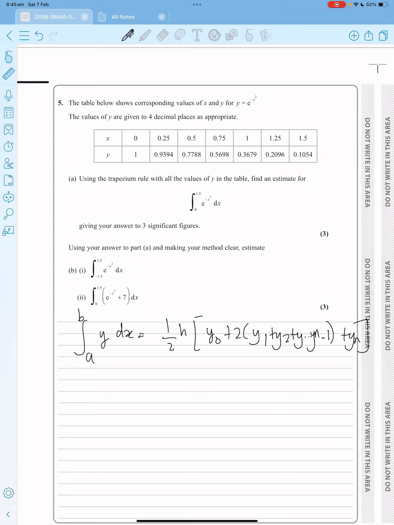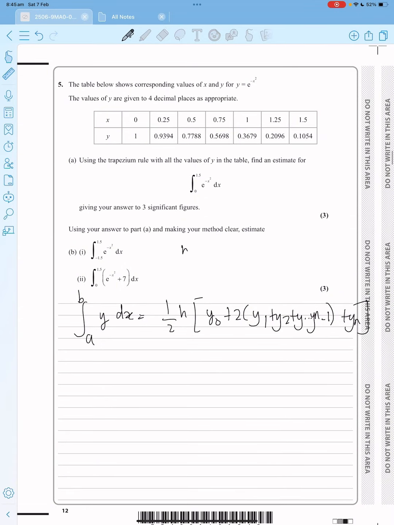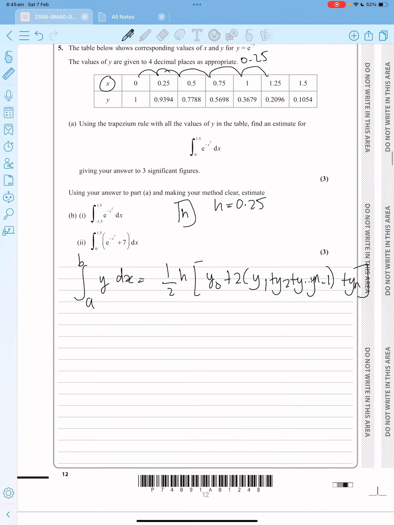Now, in this case, what do we have here? Essentially, what is your h? Your h is just the difference in x values. If the number of strips is given, there's a different method to go about it. But in this case, my h is just 0.25 because the difference every time is 0.25. And then my y values, this would be my y0, y1, and this would be my last y value.